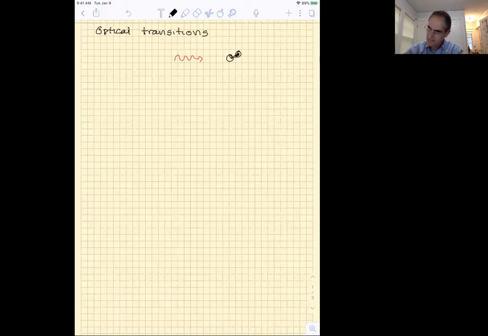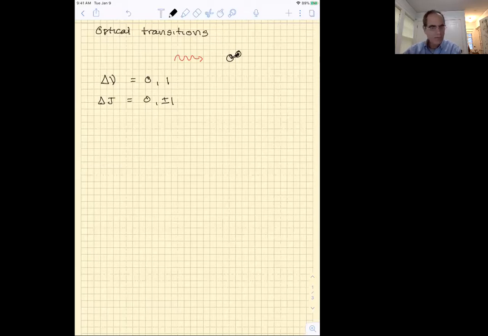Okay? And in that transition, both quantum numbers can change. In principle, the vibrational quantum number could remain constant, or it could increase by 1. And the rotational quantum number could remain constant, or it could increase by 1, or it could decrease by 1. Okay? These are the possibilities.